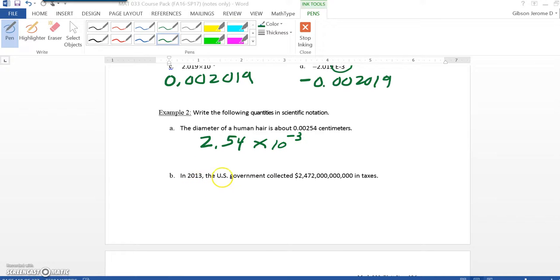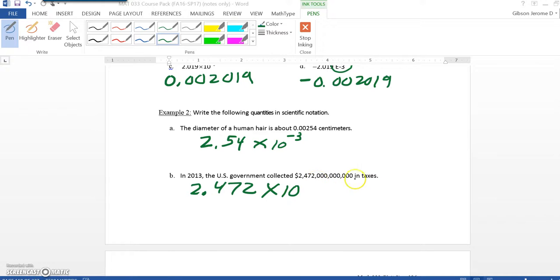Now we come here. In 2013, the U.S. government collected $2,472 billion in taxes. Okay, so now we want to rewrite this in scientific notation. With this long number, we're going to end up with 2.472. We don't have to write all the additional zeros. It'd be times 10. Now we have to determine the power of the exponent.